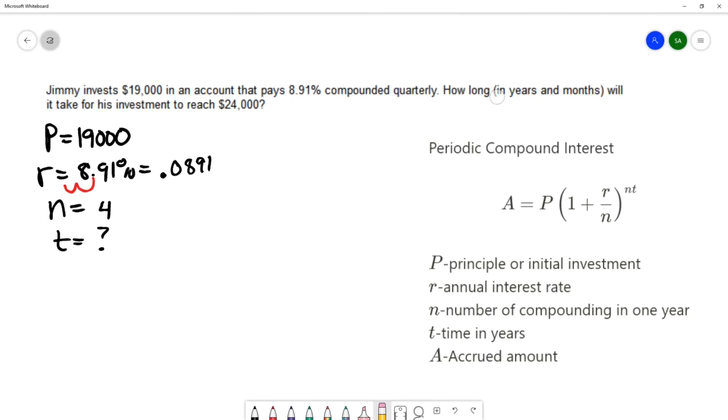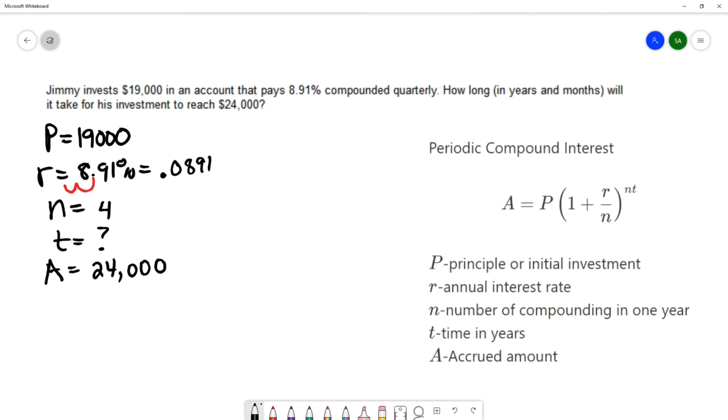How long in years and months will it take for his investment to reach $24,000? So this is the amount of money that we would like to have in the account after a period of time, and that is our accrued amount. So the value of A will be $24,000.